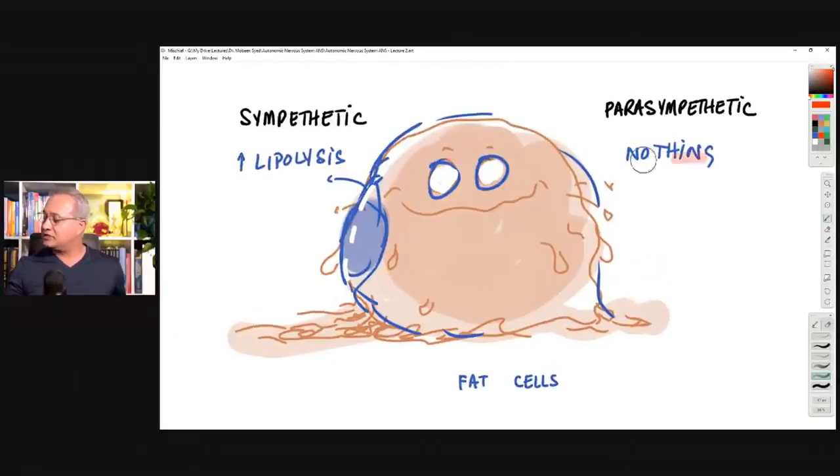So in my excitement, I picked a wrong thing. So these are the functions of the autonomic nervous system.